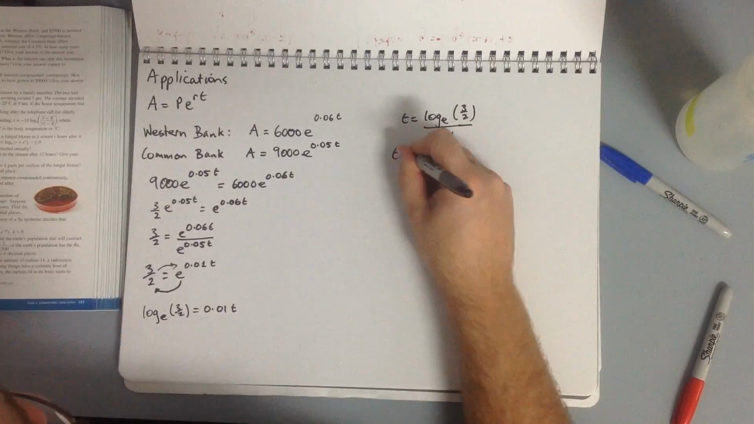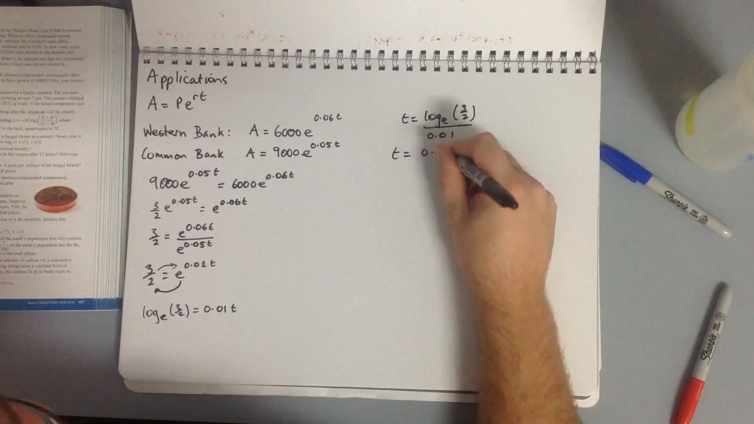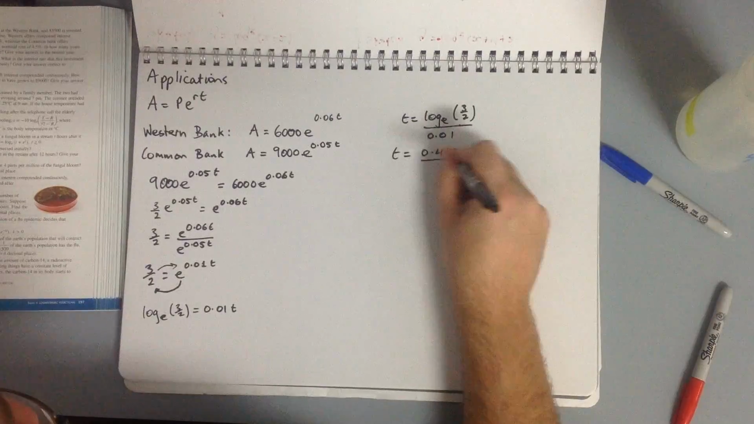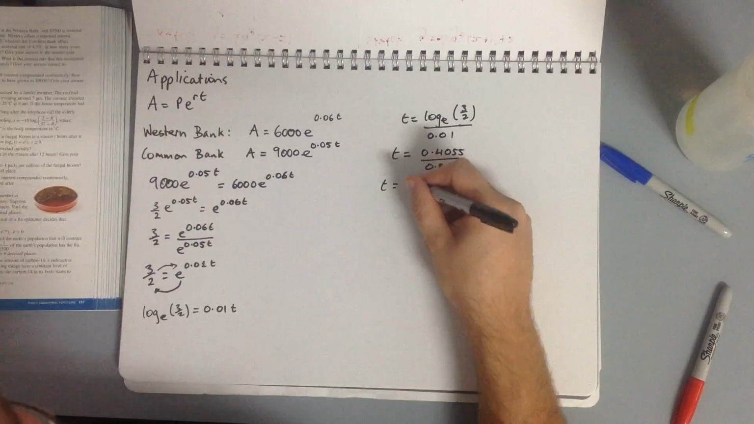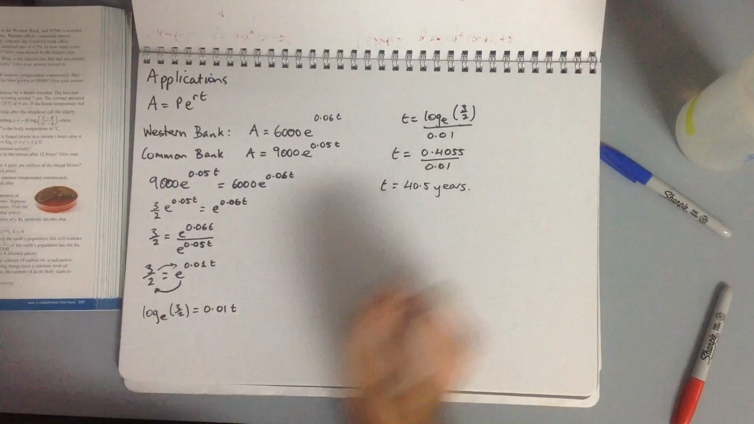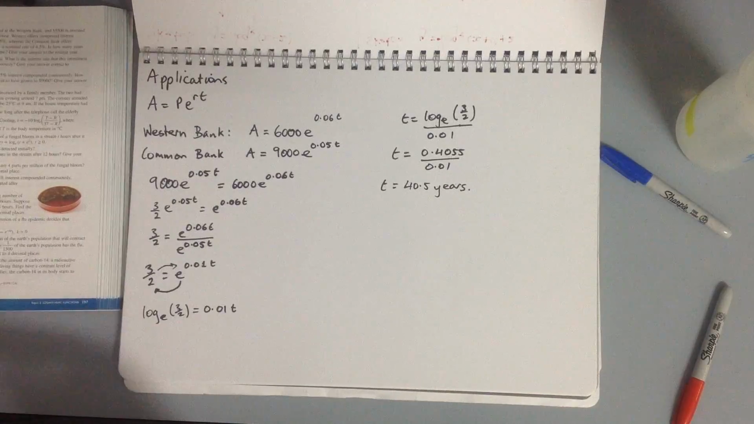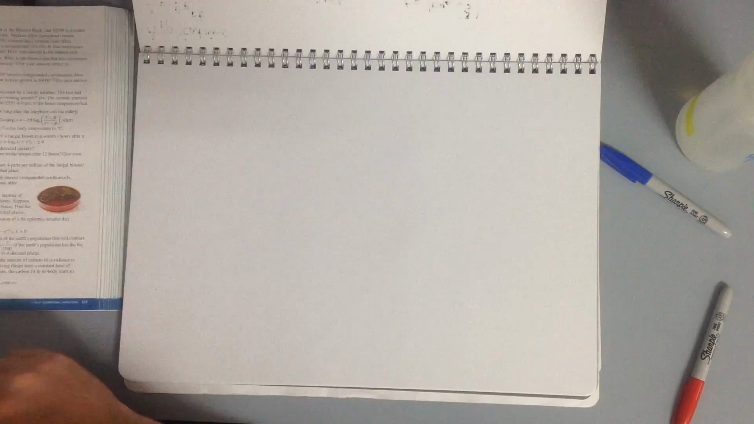When we calculate that, we get 0.4055 over 0.01, so t equals 40.5 years. So it's just a matter of setting up our equations. We've got one more that we can look at.